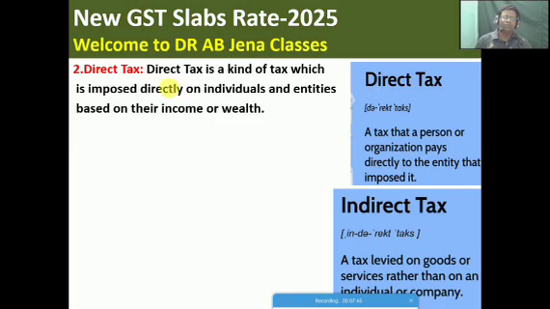Next one friends, I am taking the direct tax. Direct tax is a kind of tax which is imposed directly on individuals and entities based on their income or wealth. So friends, for your kind information, I am paying the income tax. I am paying directly, that is the income tax, to the government. It's another meaning of direct tax. You can just read it out.